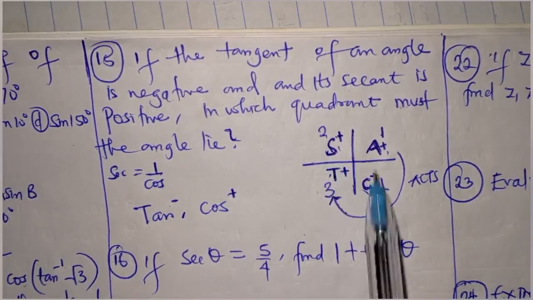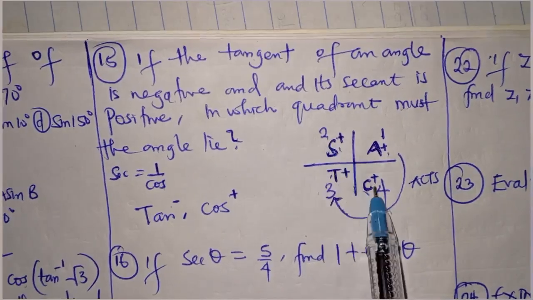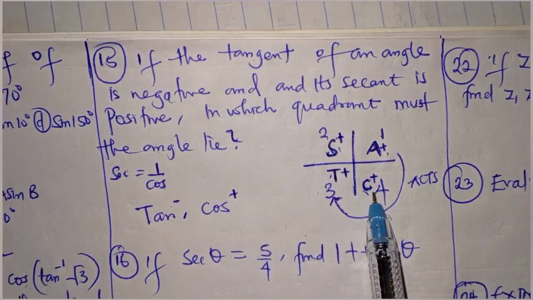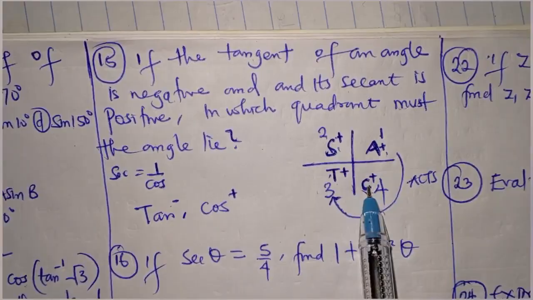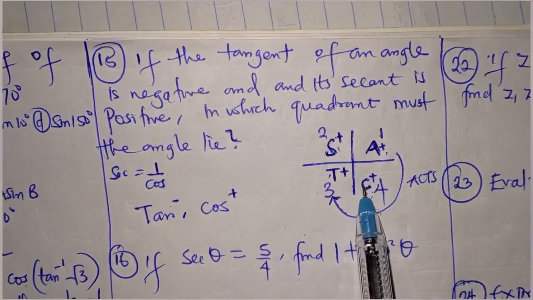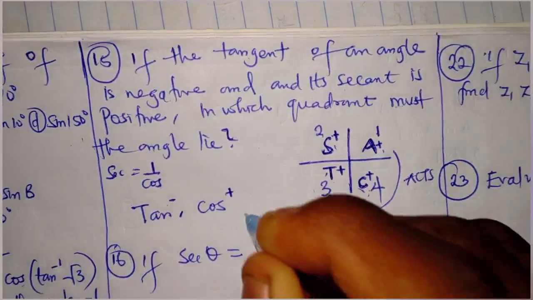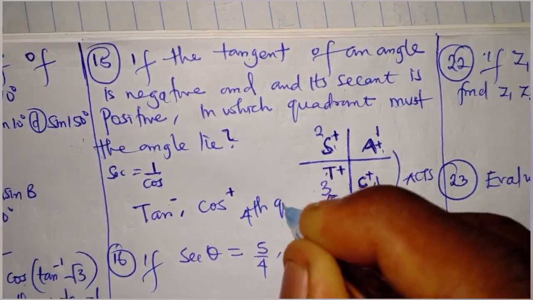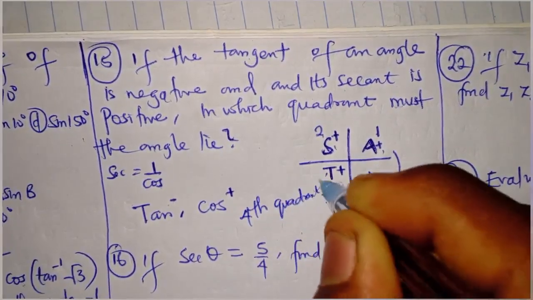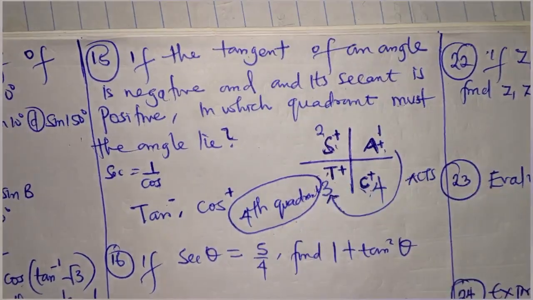So which quadrant does this angle reside? This is where tan is negative, 2 and 4, right? But this is where sec is positive, the fourth quadrant. Cosine is positive here. Hence, the sec will also be what? Positive. It means that the angle resides in the fourth quadrant. The answer is what? Fourth quadrant. That's where the angle is. This is the answer to the question.